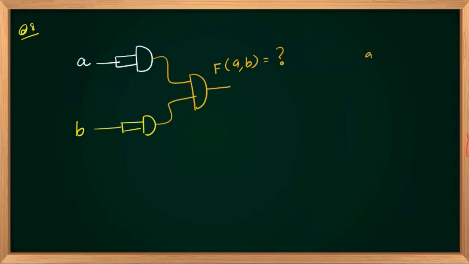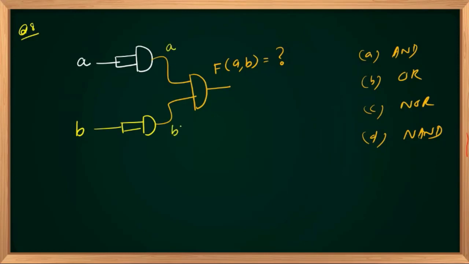Four options: AND, OR, NOR, NAND. All are AND gates. Right? Very good. Harish said option A, very good. Sanesh, Pooja, right? Very good. So it acts as a buffer. A will appear here, B will appear here. So this is nothing but A and B, that is AND gate.